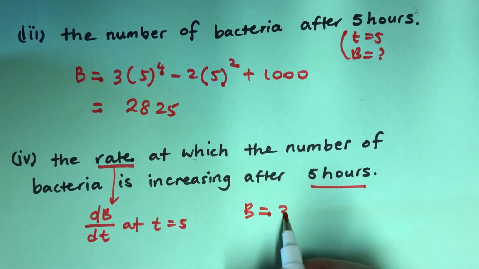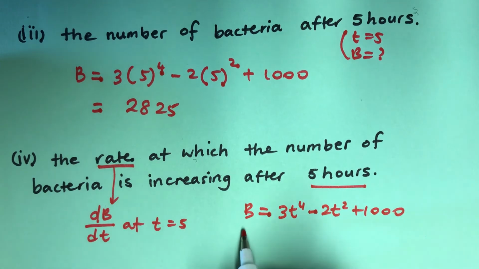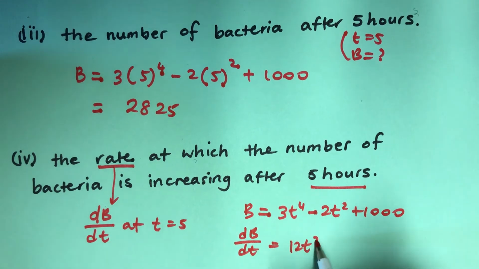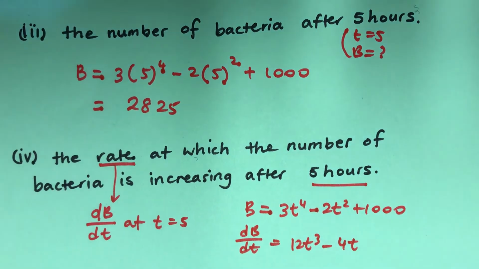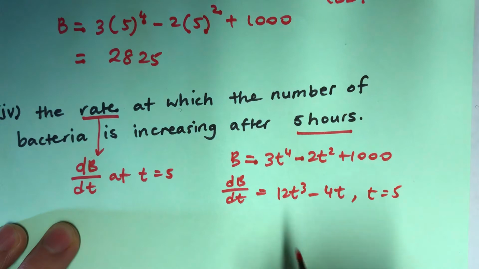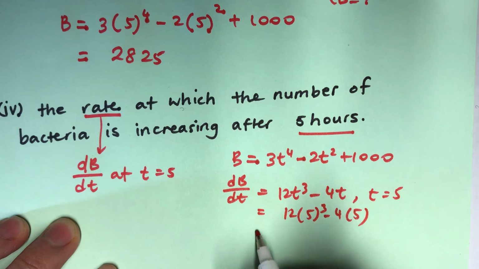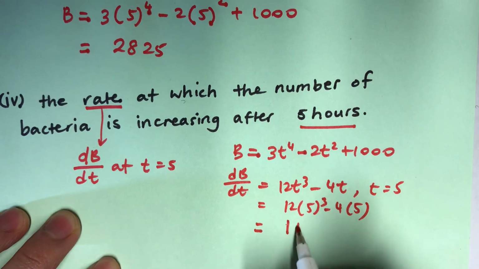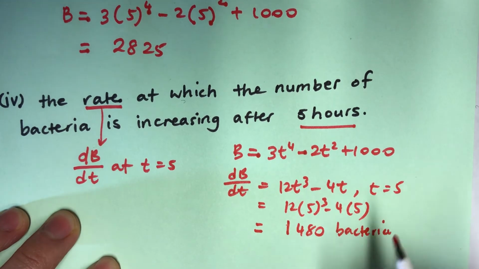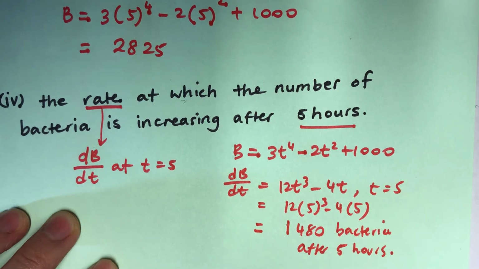My original equation was 3t to the power of 4 minus 2t squared plus 1,000, and I'm going to do dB over dt, which is 12t cubed minus 4t, and then it'd be 0. Yep. And then I'll substitute t equals 5. So 12 times 5 cubed minus 4 times 5, and when you put it in your calculator, you will get 1,480 bacteria after 5 hours. Okay, so that's done.